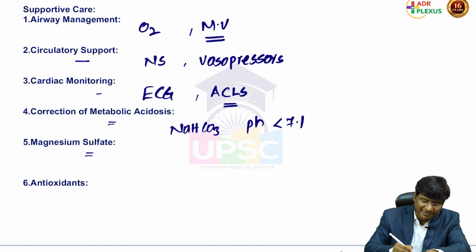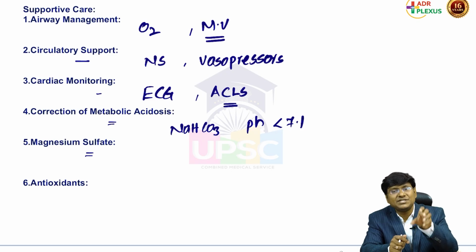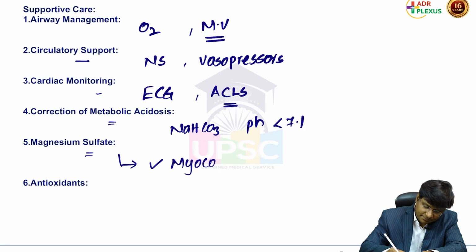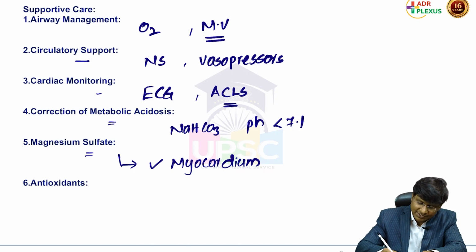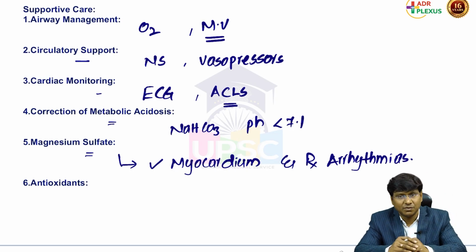Next is the supplementation of magnesium sulfate. Some evidence suggests that magnesium sulfate may have a protective effect on the myocardium. So magnesium sulfate will protect the myocardium, and it will also treat the arrhythmias. What is the typical dosing? 1 to 2 grams intravenously over 10 to 15 minutes.